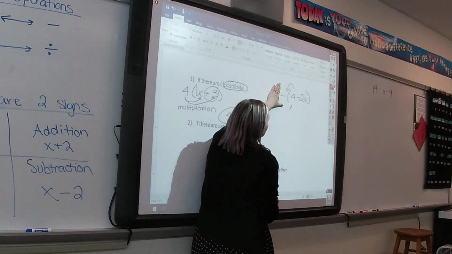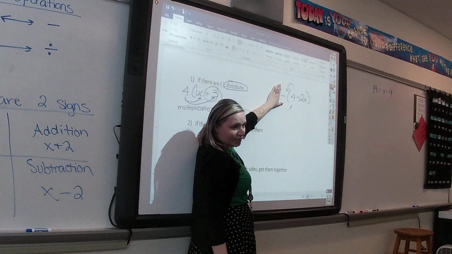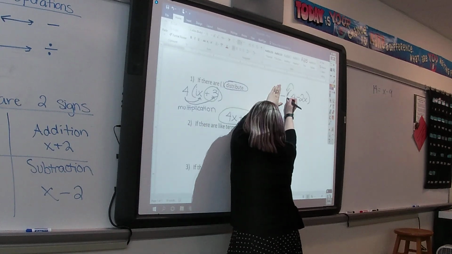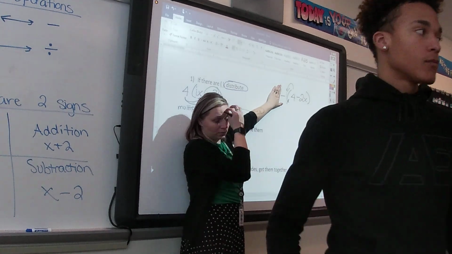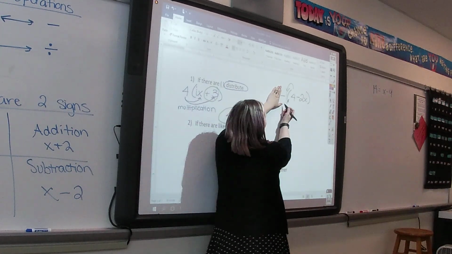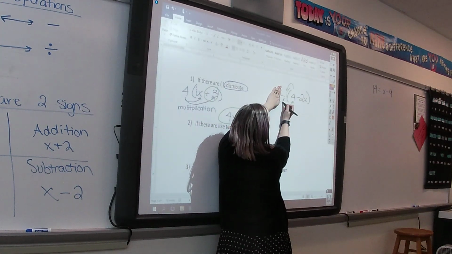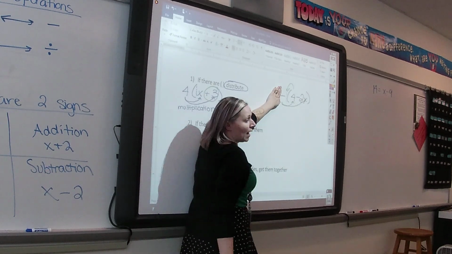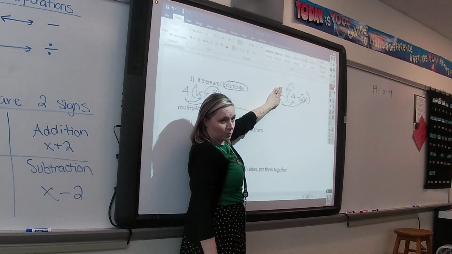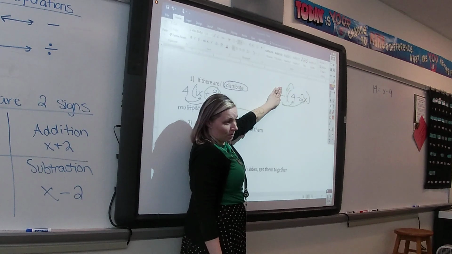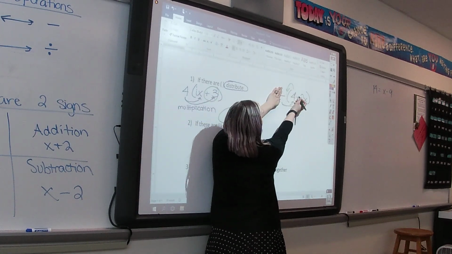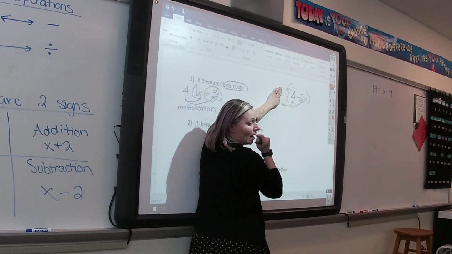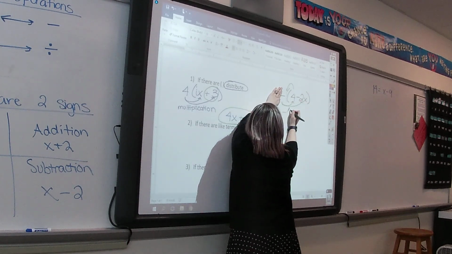So what number is truly sitting here in front of the parentheses? 1. Right, a -1. And so we want to take this -1 and pass it out to each piece. So the first one my students don't have a problem with. -1 times 4 is what? -4. -4.